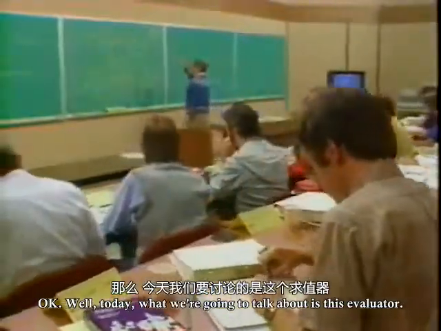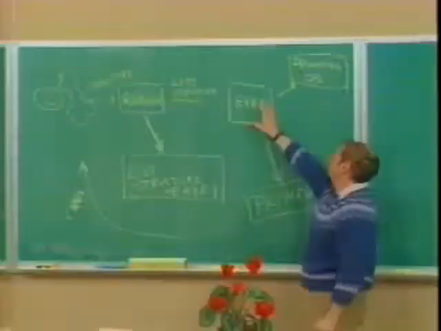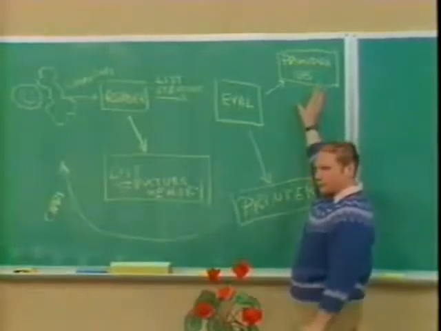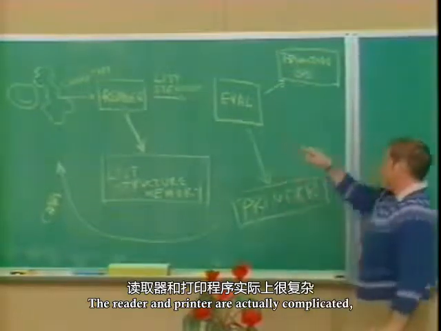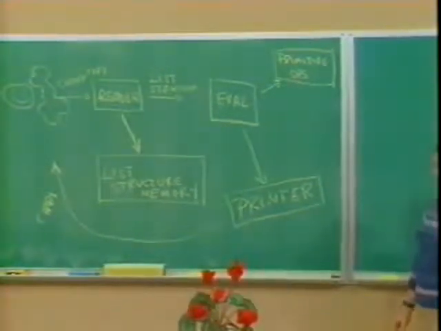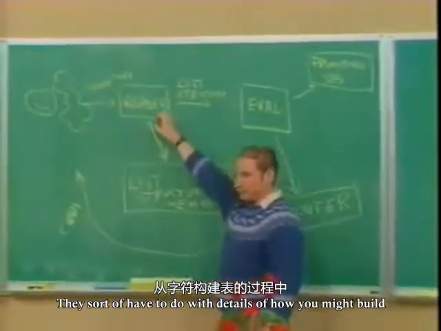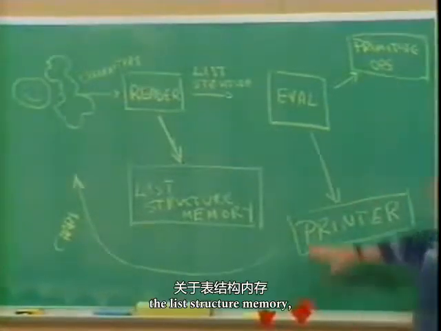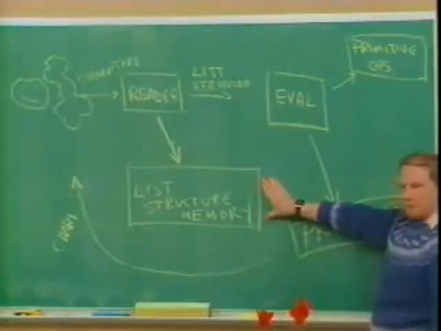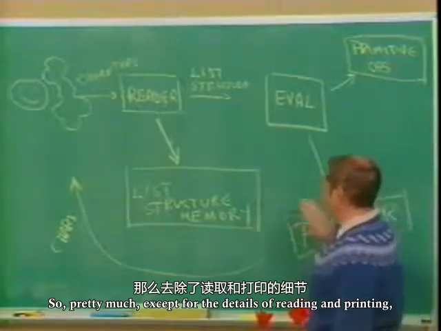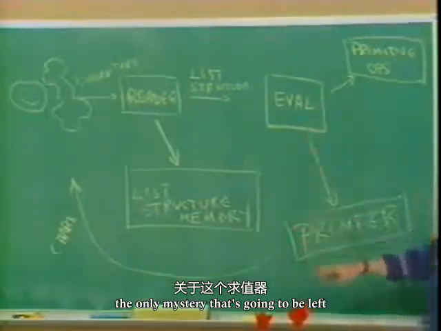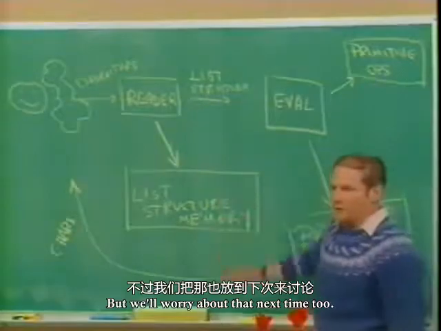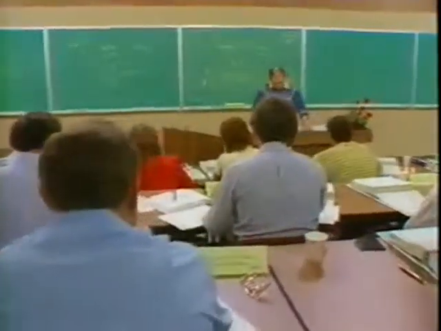Okay. Well, today, what we're going to talk about is this evaluator. The primitive operators have nothing particular to do with Lisp. They're however you like to implement primitive operations. The reader and printer are actually complicated, but we're not going to talk about them. They sort of have to do with details of how you might build up list structure from characters. So that is a long story, but we're not going to talk about it. The list structure memory we'll talk about next time. So pretty much except for the details of reading and printing, the only mystery that's going to be left after you see the evaluator is how you build list structure on conventional memories. But we'll worry about that next time, too. Okay.